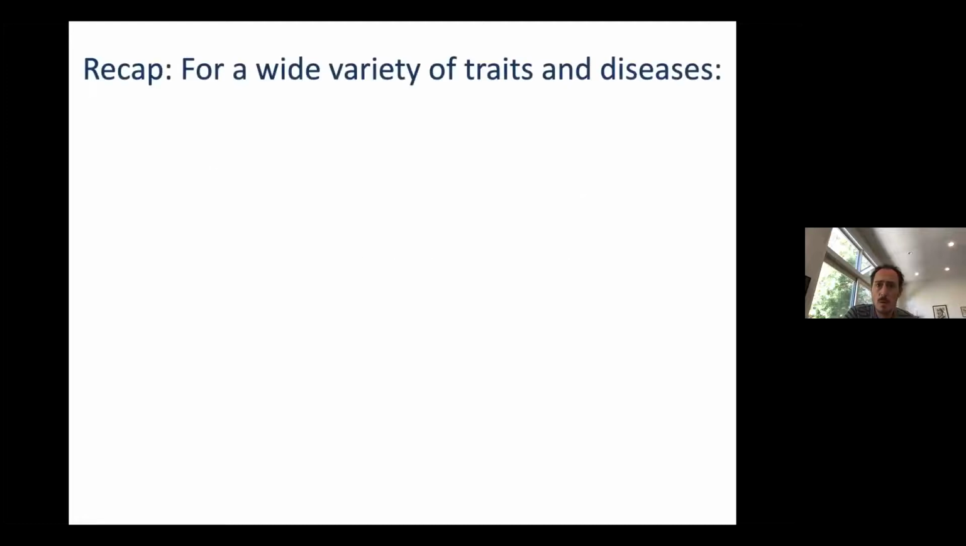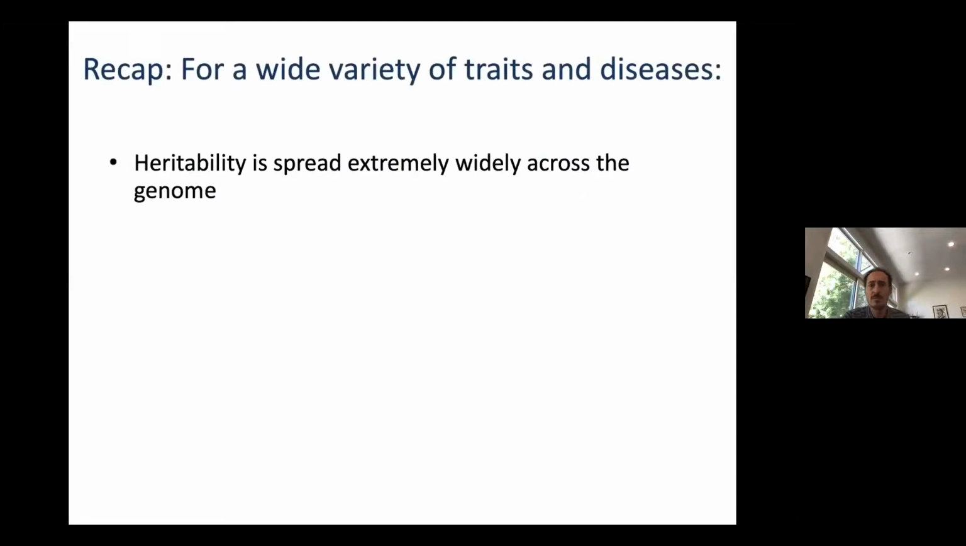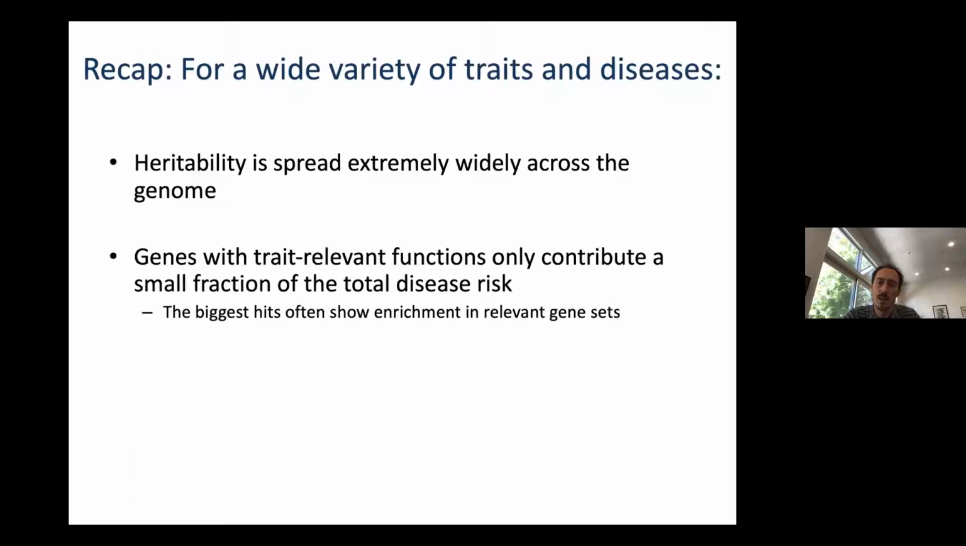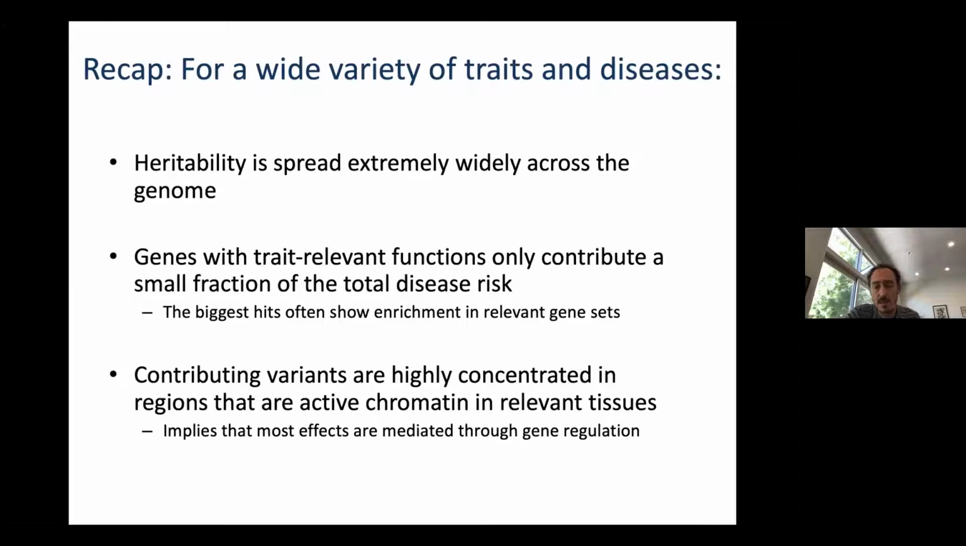So what I've shown you so far is that for a wide variety of traits and diseases, we see the heritability is spread very widely across the genome. We see that genes with trait-relevant functions contribute only a small fraction of the total disease risk, although the biggest hits are often enriched in relevant gene sets. And lastly, that the variants that contribute are highly concentrated in regions that are active chromatin in the relevant tissues. And we take this to imply that most effects are flowing through effects on gene regulation.